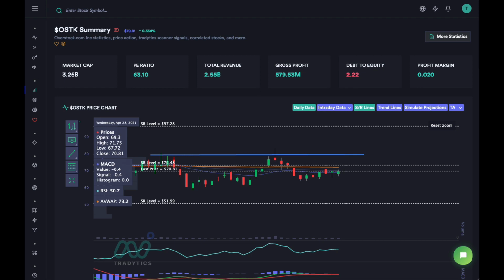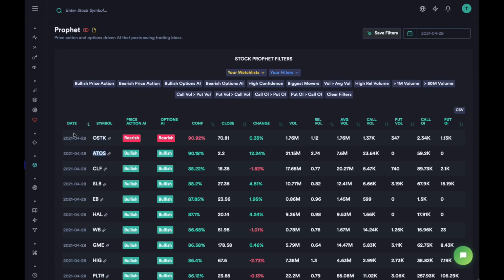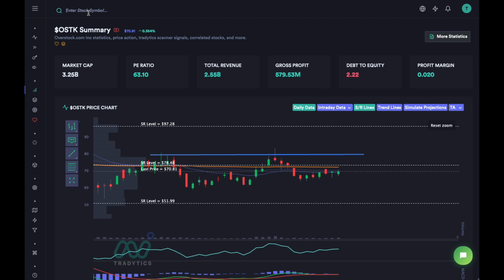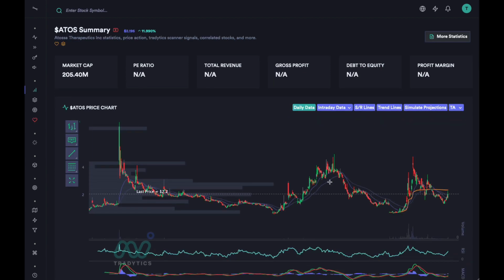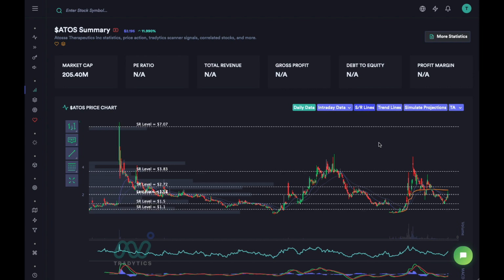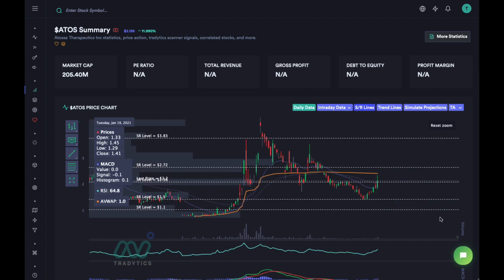So now let's see if we can find. So let's see if we go to ATOS. This is a really interesting one because I've seen some of the flow from this. So let's see. We have these SR lines. This looks interesting. So the first thing we can see is we went above the resistance line today.